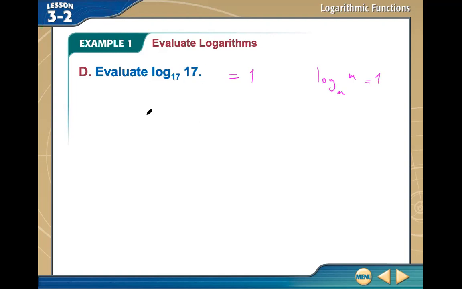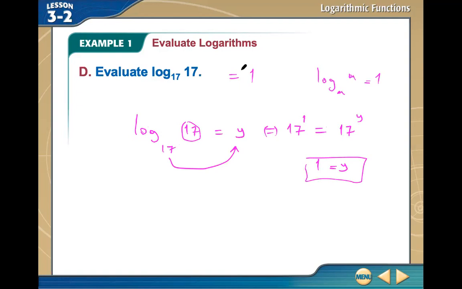But now we don't know the rule. So what can I say? Logarithm of 17 to the base 17 is equal to y. So by using the definition, 17 equals 17 to the power of y. And it's clear that 17 means 17 to the power of 1. So 1 is equal to y. The result of the question is 1. Okay?